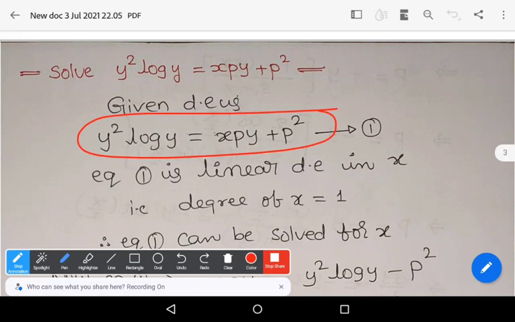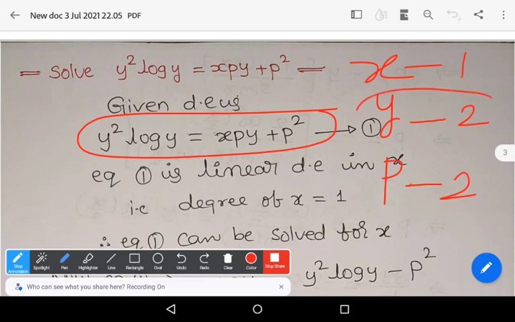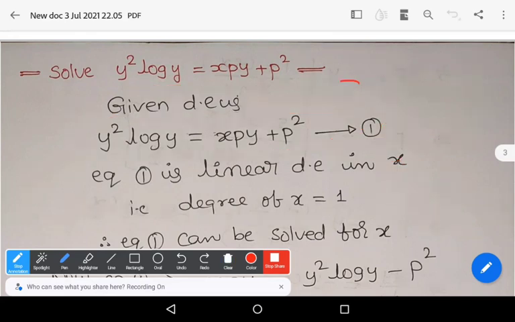Now you observe that this equation involves three variables x, y, p. What is the degree of x? 1. What is the degree of y? 2. What is the degree of p? 2. But maybe the degree of p is greater than 2 also, because if you expand the logarithmic function log y in a series form, you get higher degrees for y. But anyway, primarily we observe that the degree of x is 1.